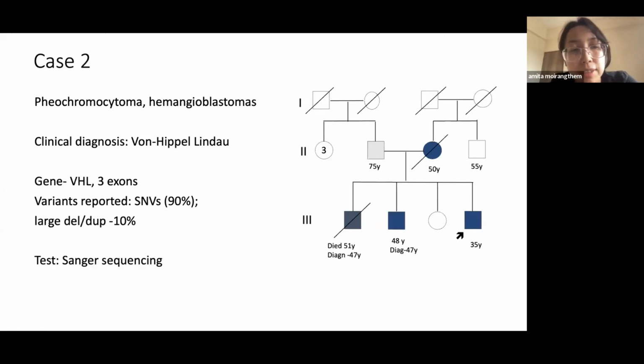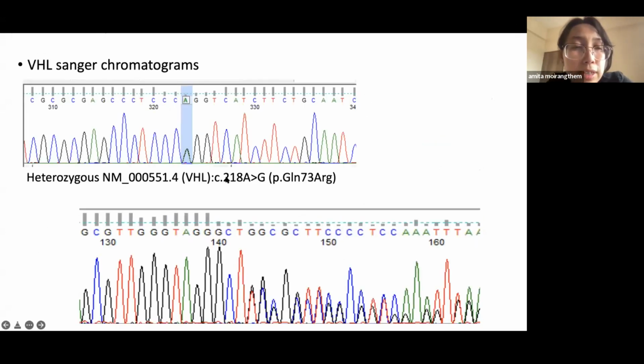In such cases, our test of choice would be what is known as Sanger sequencing, where each nucleotide of that gene is sequenced. This is how the report, or the electropherogram, looks. These are the nucleotides in each position, and where you see here, there is a double peak. There are two peaks overlapping. That means one of the alleles, one of the copies of the gene, carries a different nucleotide change.